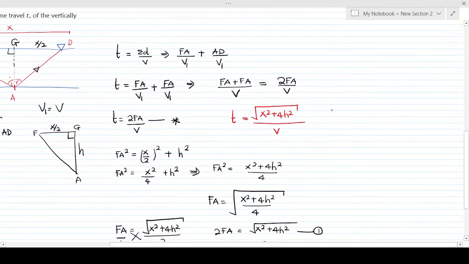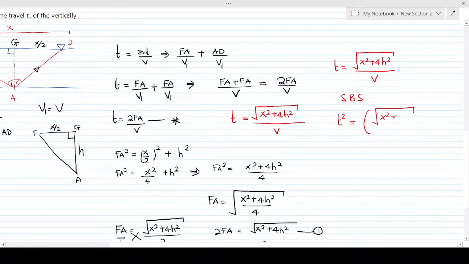So in continuing, I will say that with this equation, T is equal to the square root of x squared plus 4a squared, over v. I'll say that we square both sides. So T squared will be equal to the square root of x squared plus 4a squared over v, all squared. So I can see T squared is equal to now what?